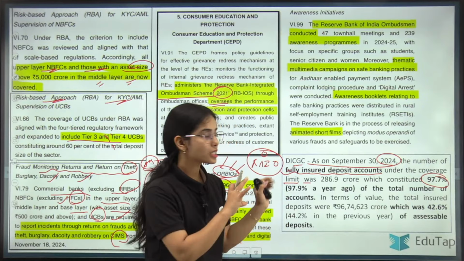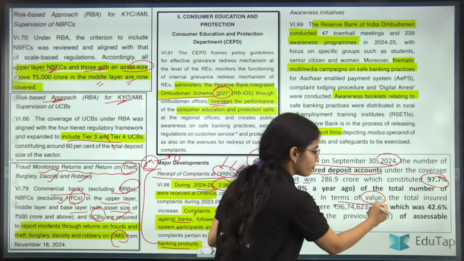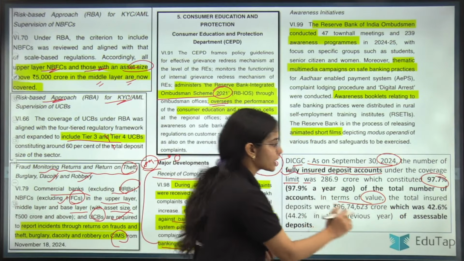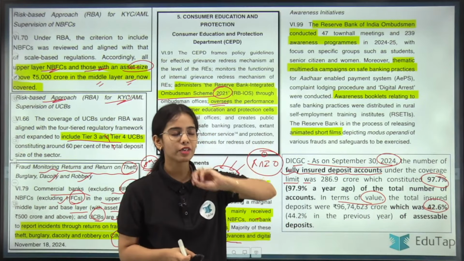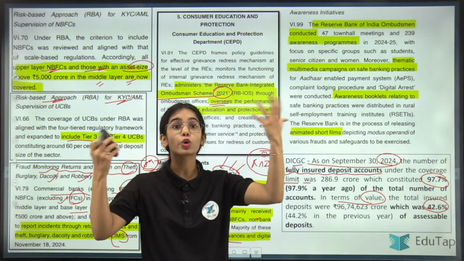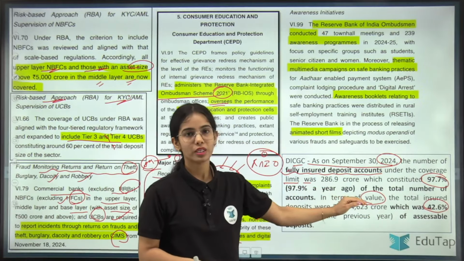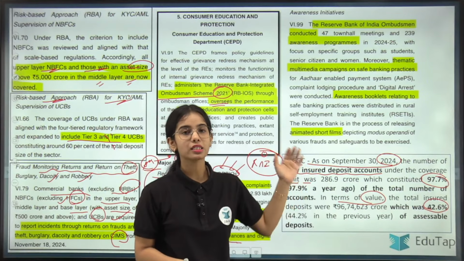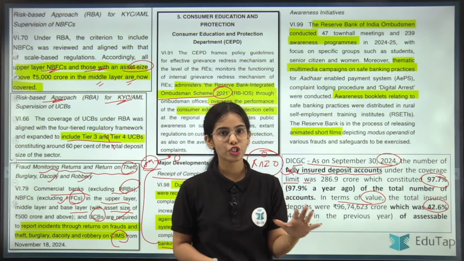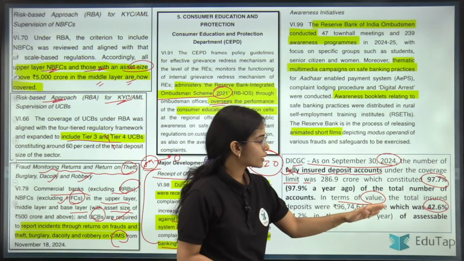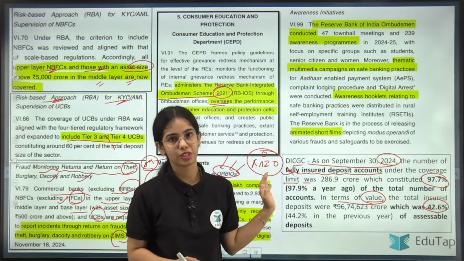While this is in terms of the total number of accounts, when we see it in terms of value, the deposits are insured to 42.6%, because in some accounts there are crores of money, right? So only 42.6% of the value is insured by DICGC. That is, 97.7% of the deposit accounts are fully insured, and 42.6% of the amount or value is insured by DICGC.